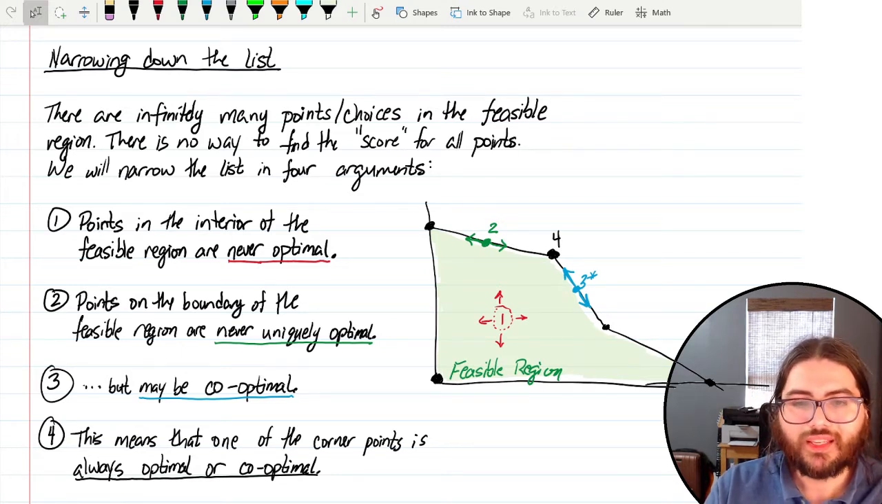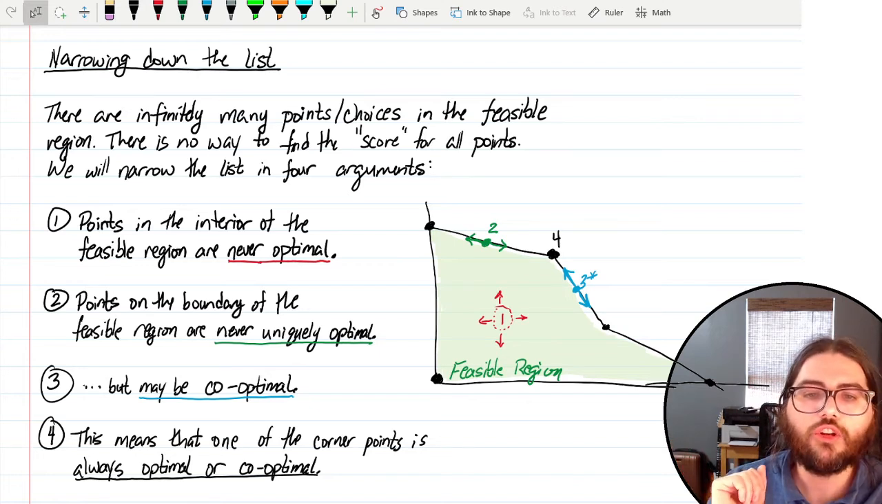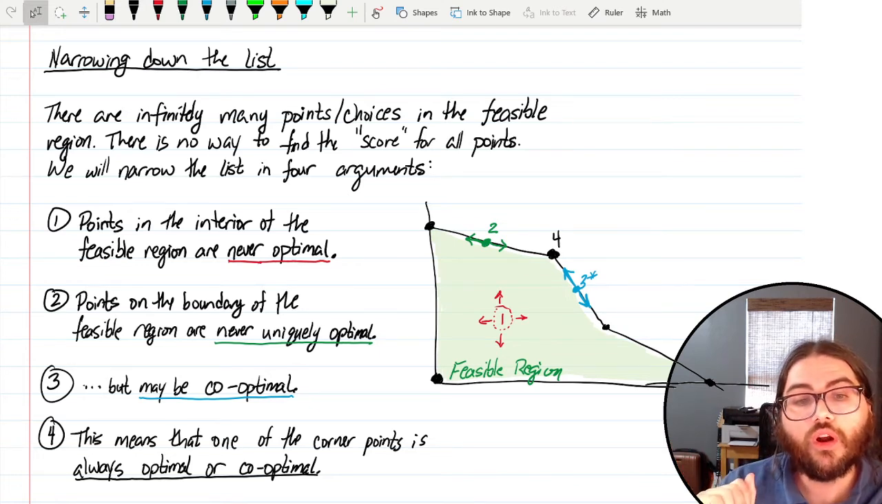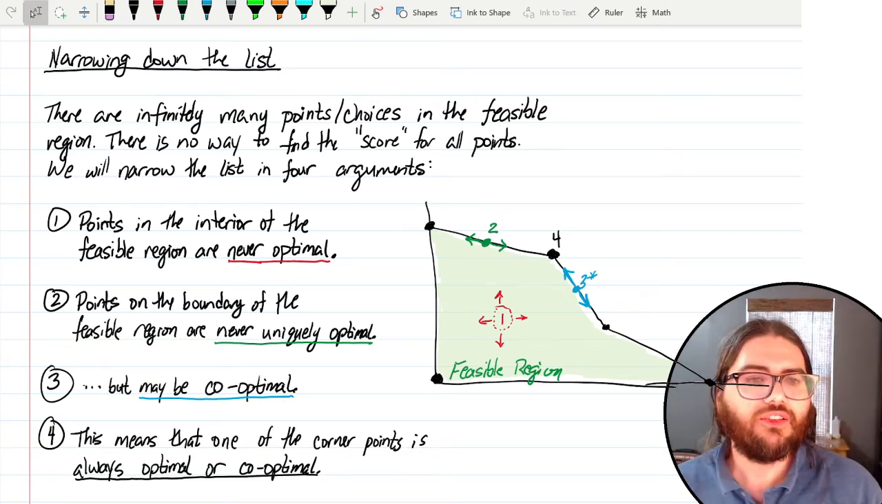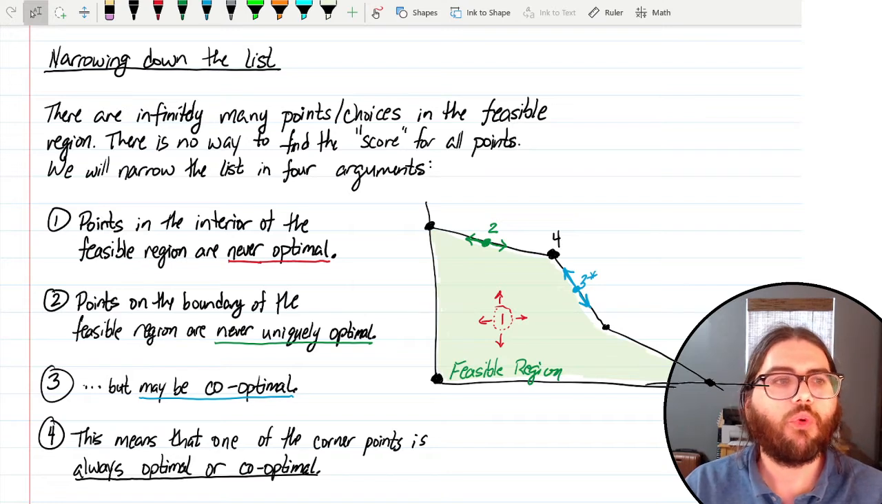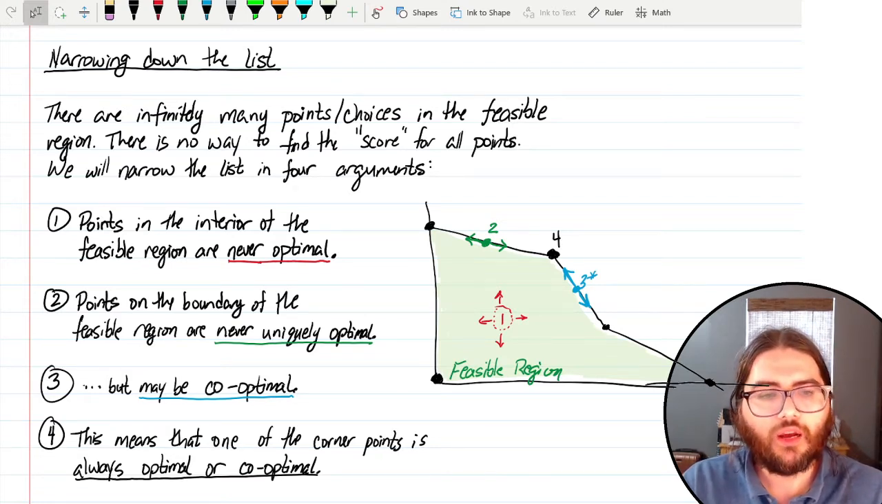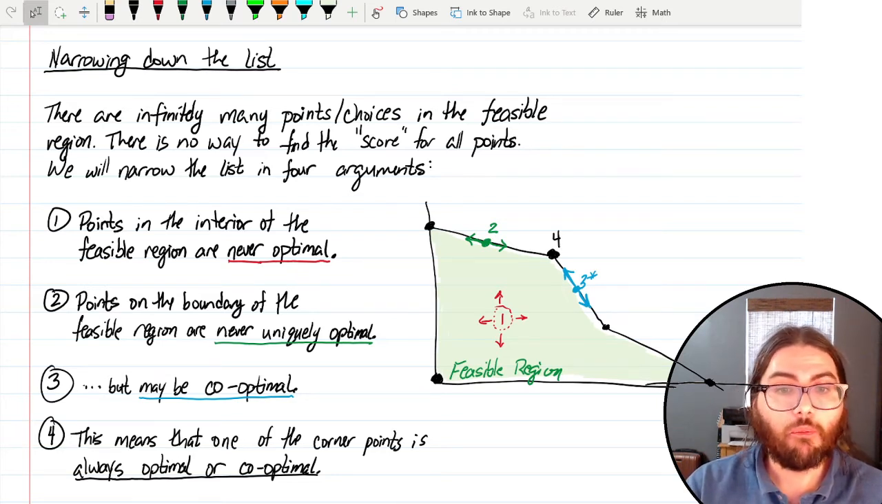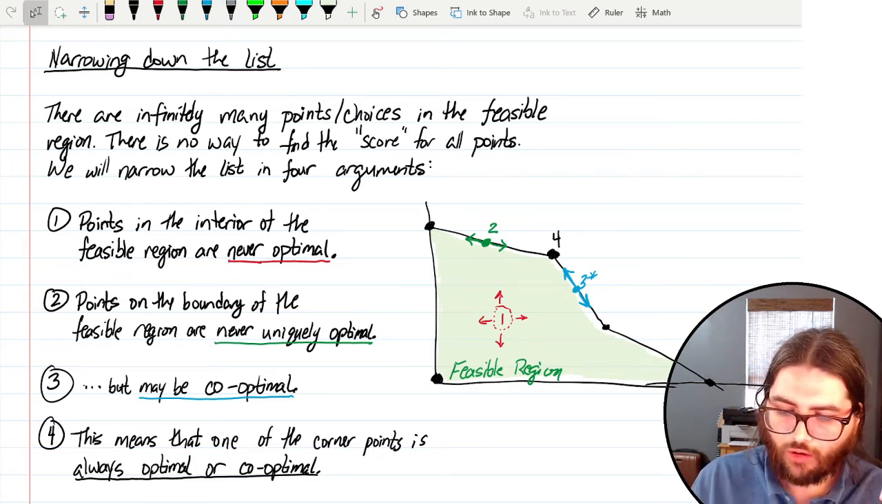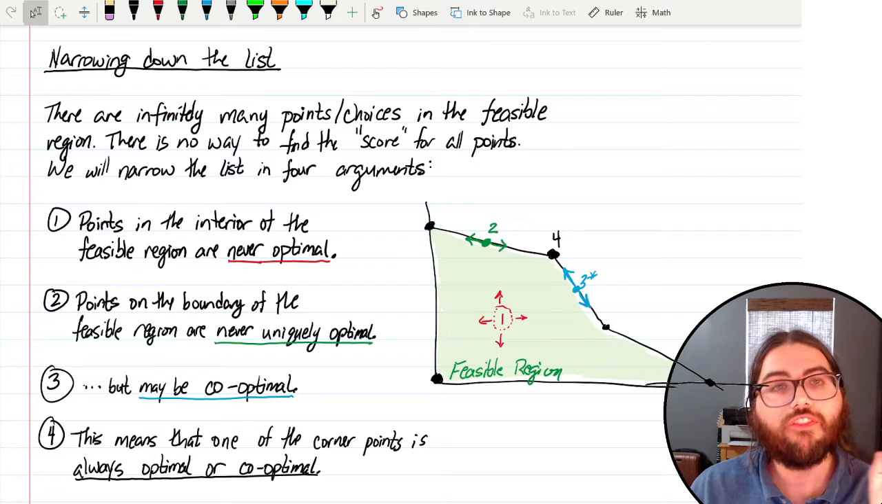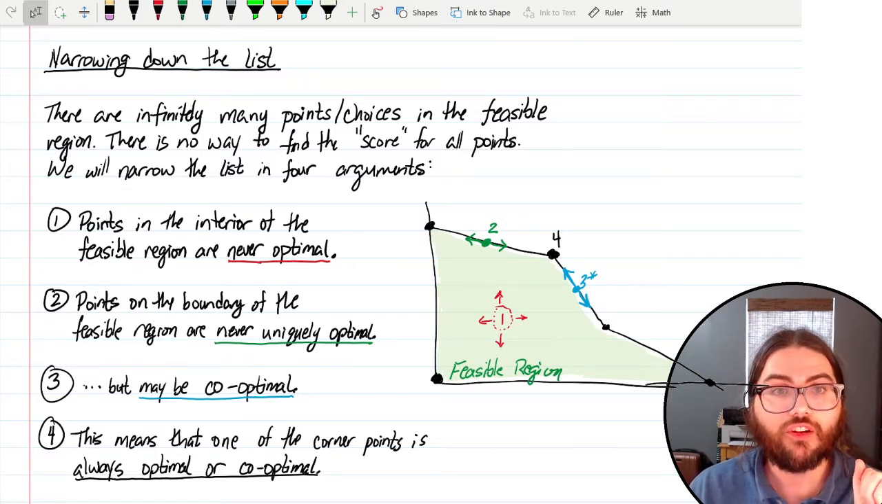My argument is that I want to only consider the corner points of this region. One of those corner points is either the optimal or the co-optimal, with a whole bunch of different ones. And so to do that, I need to eliminate some points from my region. Right? I'll make 4 arguments for you today. Argument number 1 says all of the points in the middle, right, which are in this shading region, I've made it in red. All of the points in the middle will never be optimal, and I will never need to consider them. Ever.